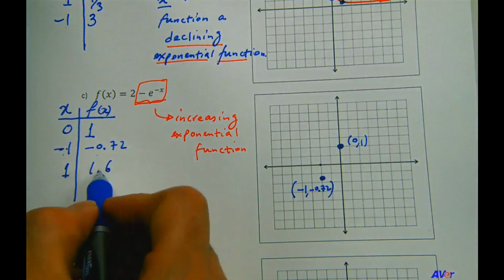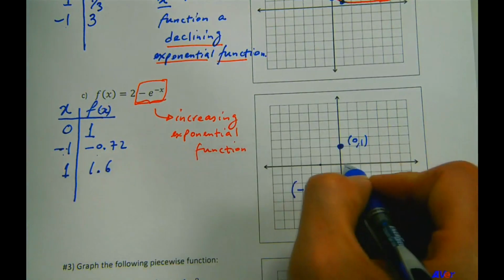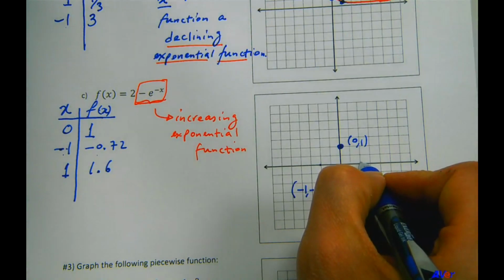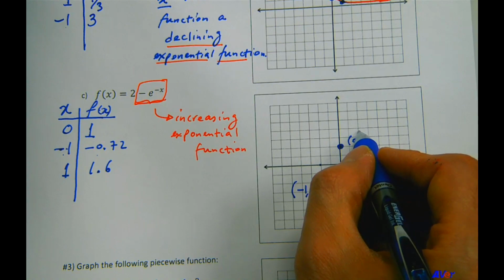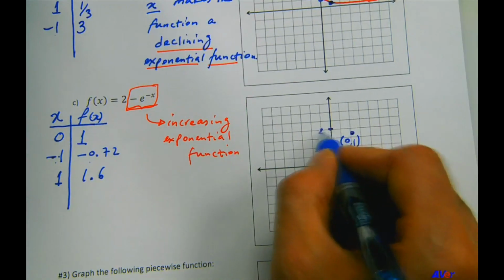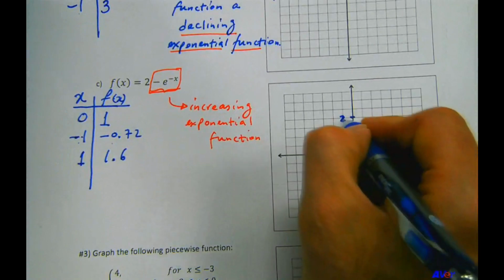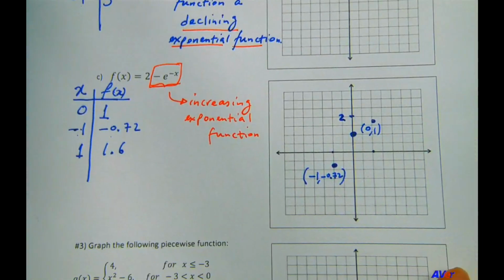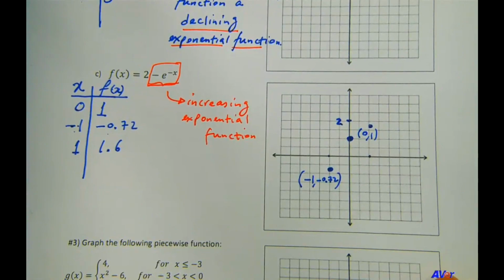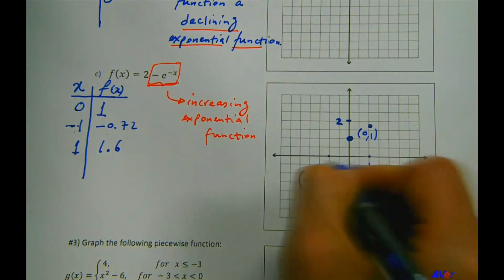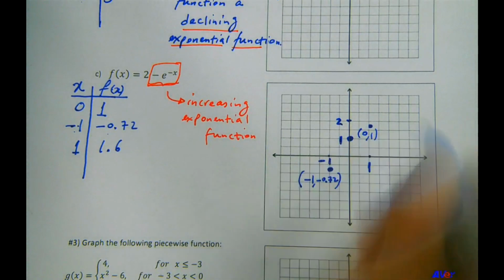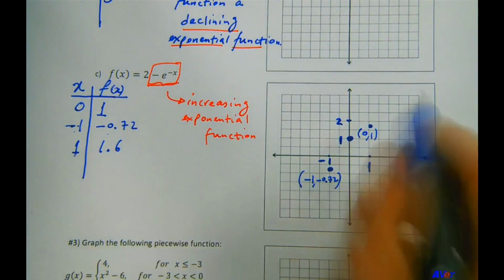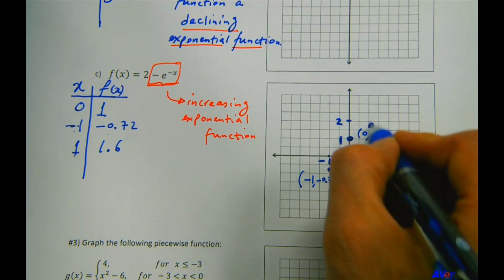So where would that plot? That would plot 1 and then 1.6. So it would be right here someplace. Right there. Because this would be 2, sorry. This would be 2, and this is 1, this is negative 1, that's 1. So 1 comma 1.6 would be that point.